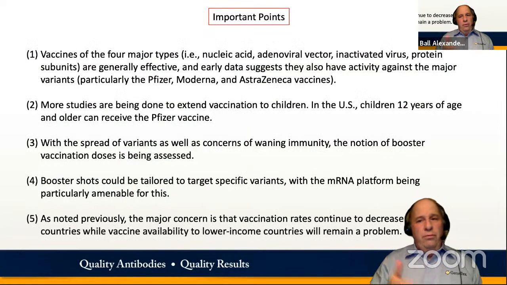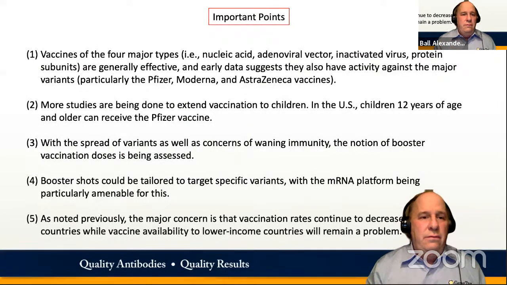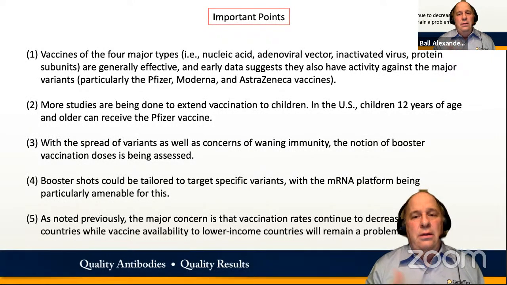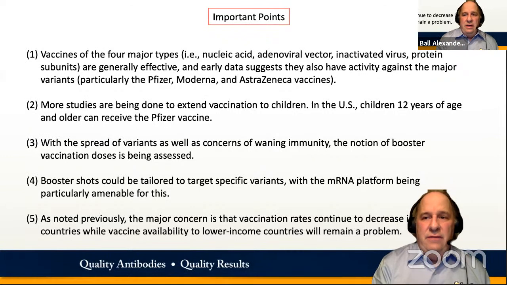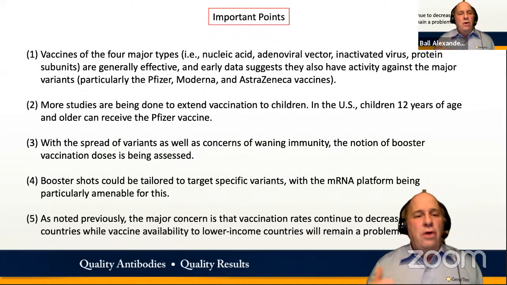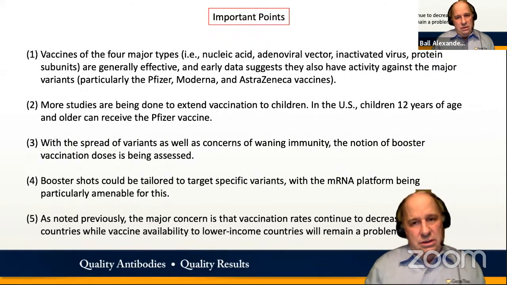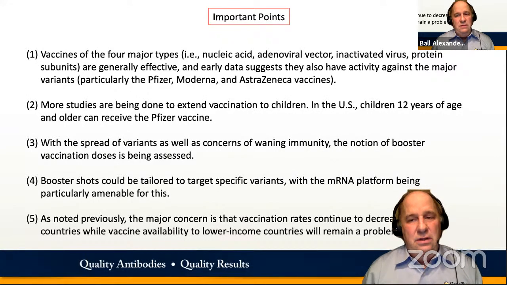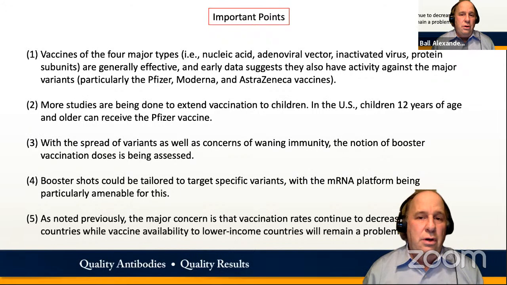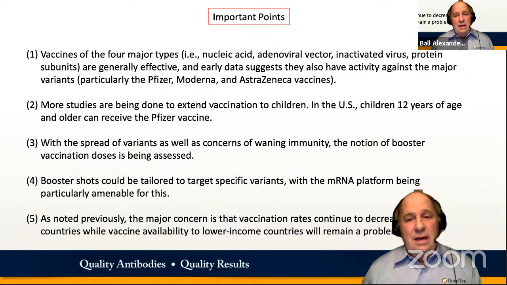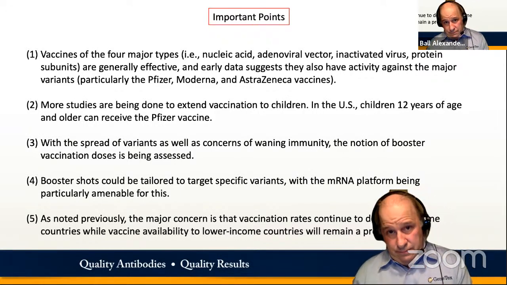So the important points from this part of the talk is that the major vaccines that are available now really are four major types. There's the nucleic acid, adenoviral vector, the inactivated virus, the protein subunits, and they're all generally effective to various extents. And early data also suggests that many of these vaccines have activity against the major variants, particularly the Pfizer, Moderna, and AstraZeneca vaccines.